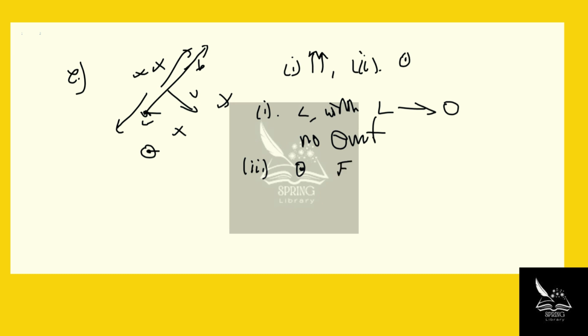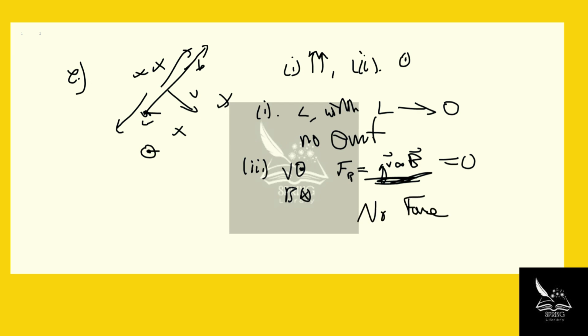Now we can go to the second case, if it's going directly out of the page. There we know that the magnetic force was given as QV cross B. But if V is out of the page, and B is into the page, this is always 0. So no force, we can't have any EMF. Okay? Awesome.